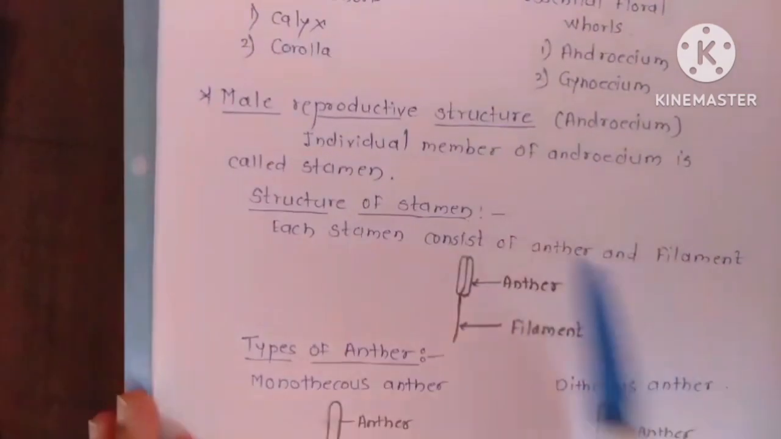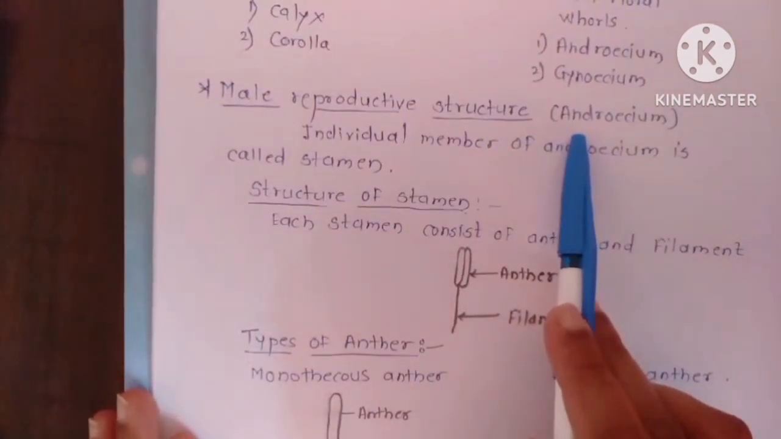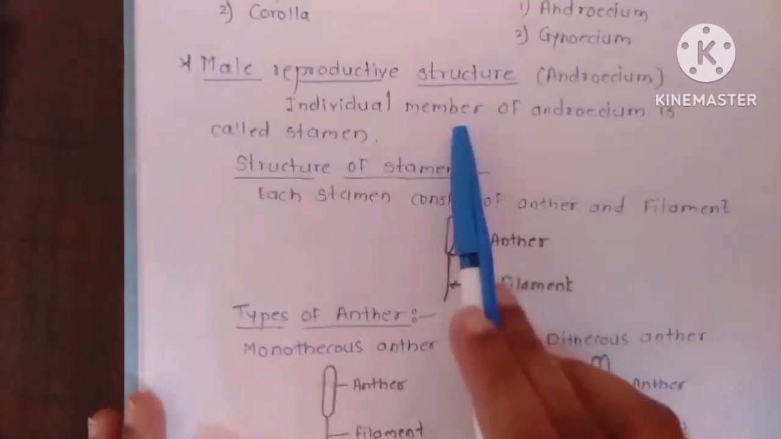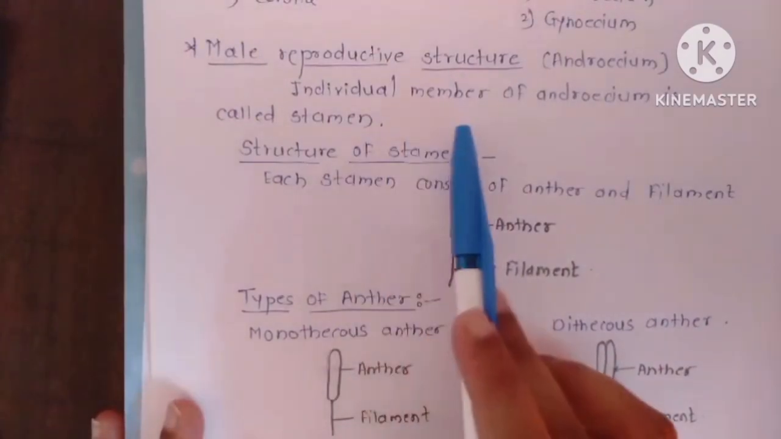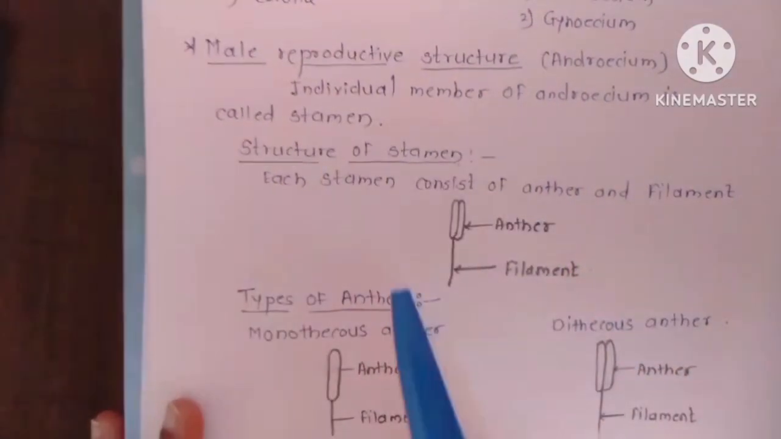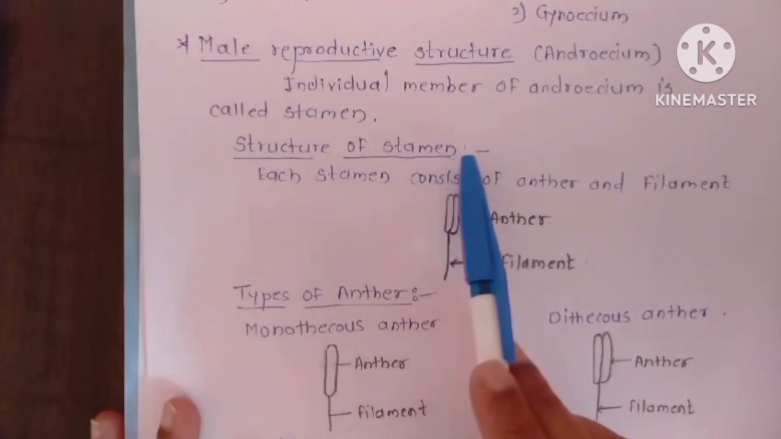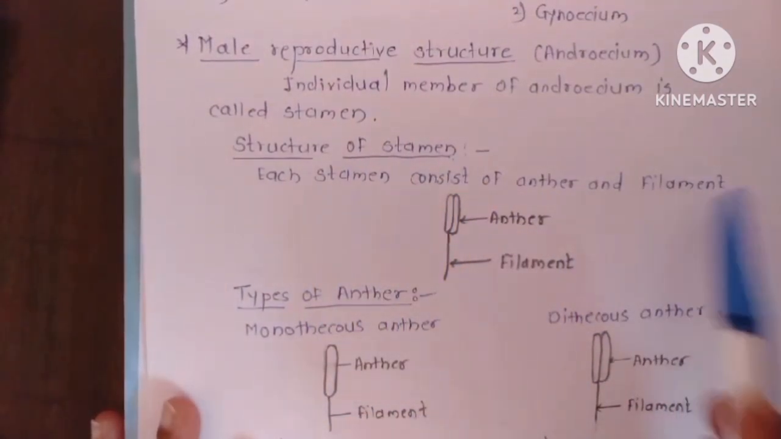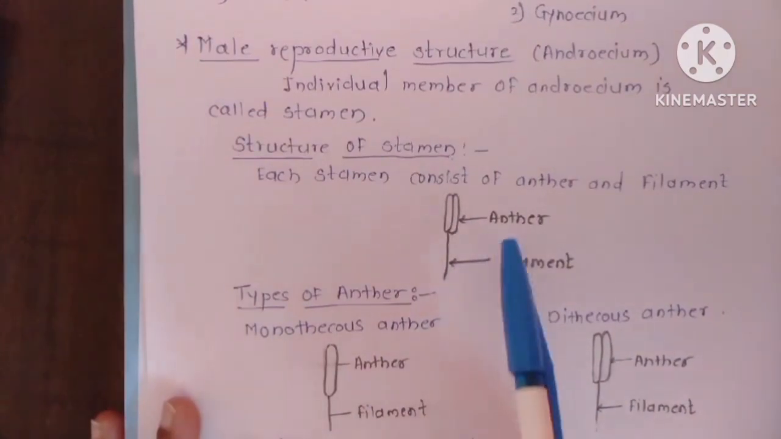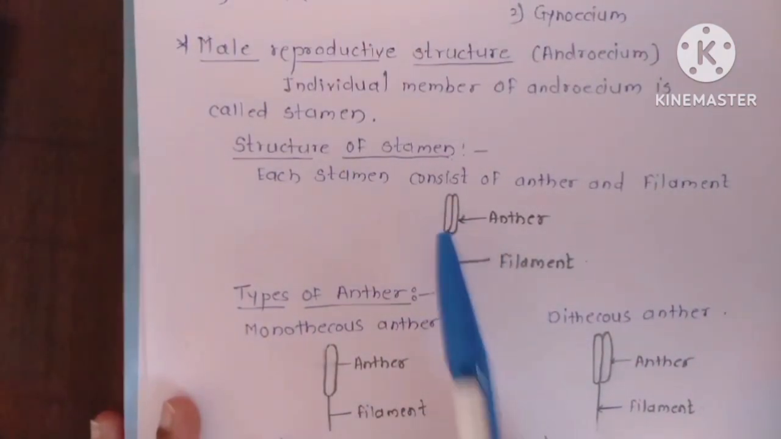Then male reproductive structure, which is called as androecium. Individual member of androecium is stamen, or androecium is made up of stamens. Then structure of stamen. Each stamen consists of anther and filament. This is filament and this is anther.